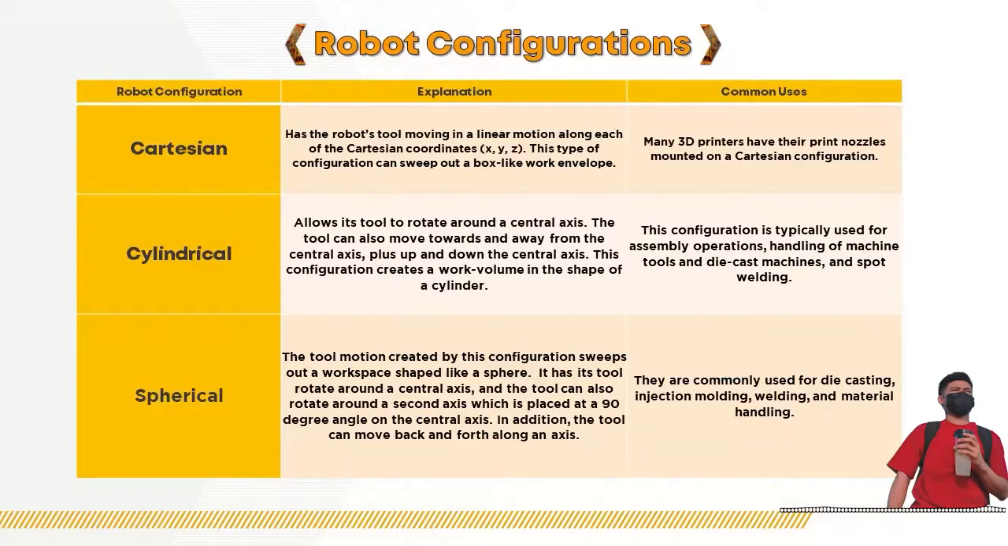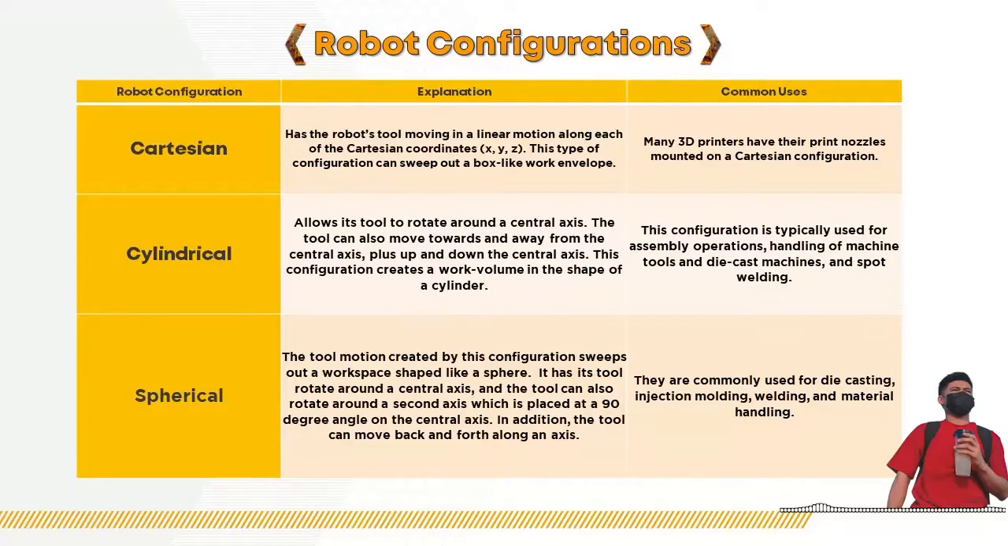So number 2 is cylindrical. It allows its tool to rotate around the central axis. The tool can also move towards and away from the central axis, plus up and down the central axis. This configuration creates a work volume in the shape of a cylinder.